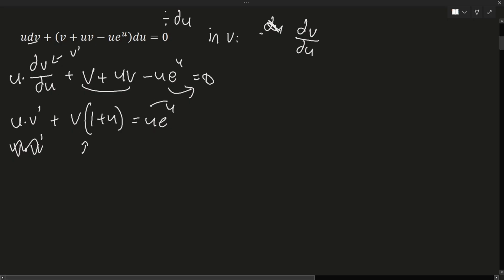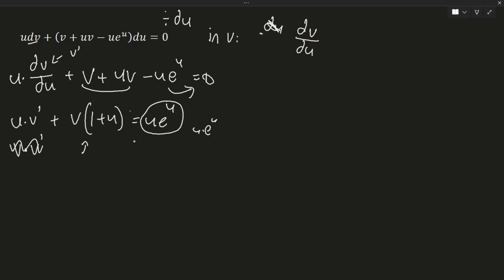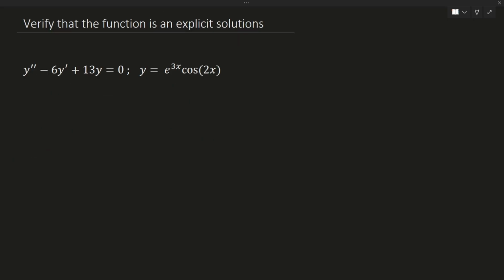Even though over here there's u times e^u, you're considering u as the independent variable, so it doesn't really matter. When we say you have to evaluate in v, just pay attention to the v. It doesn't matter what's happening with the u. So since none of the three criteria are met here, you can consider this equation as linear. All right, and this is the last type of problem that you're going to get for your first chapter.